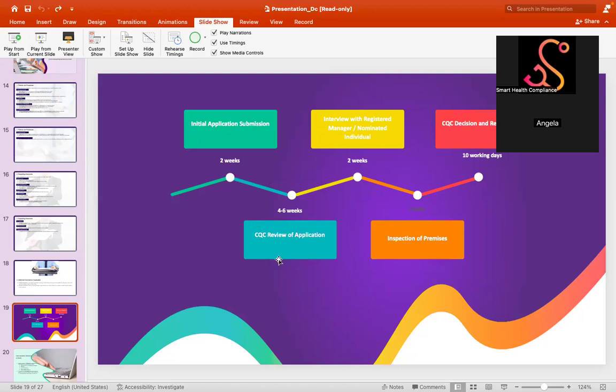So once it's been reviewed by the CQC, they will hopefully validate it. Once it's validated, they will invite you for a registered manager, nominated individual interview. They usually give you about 2 weeks notice during this process. It's ordinarily done via a Zoom link or a Teams link, and it will be over a video call.